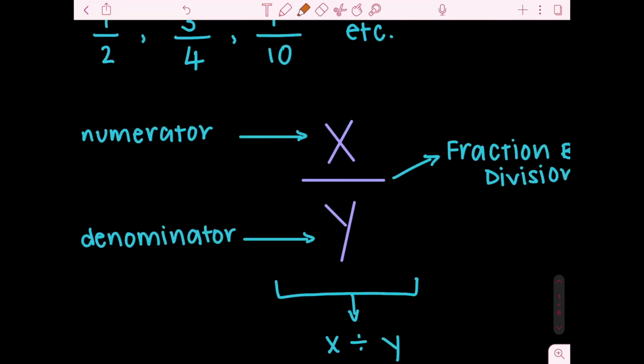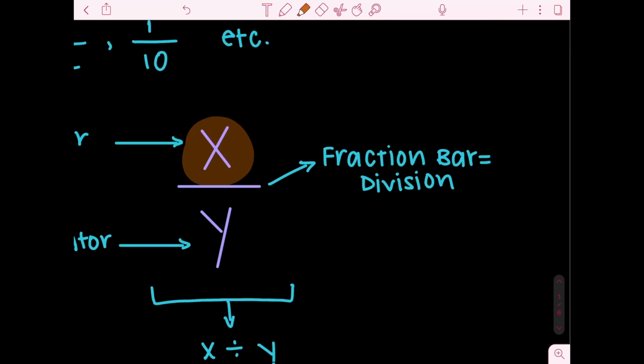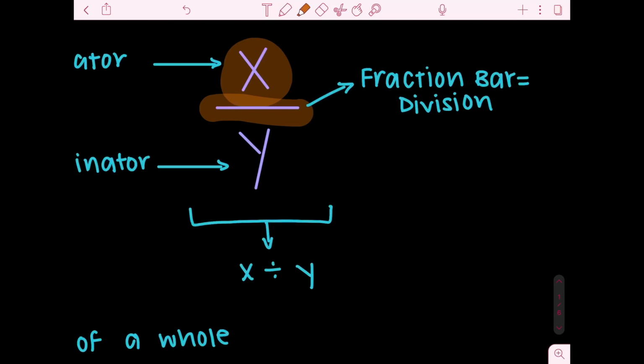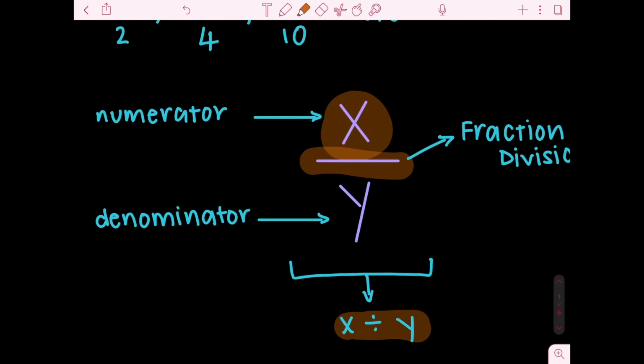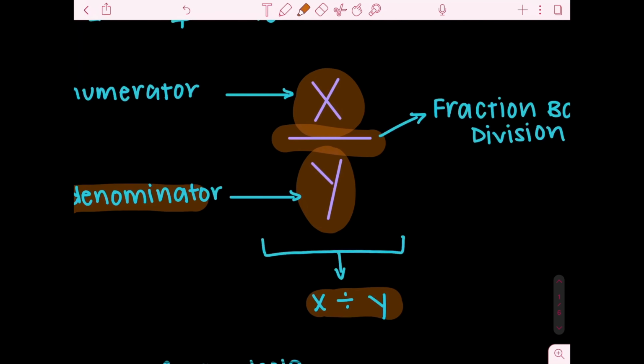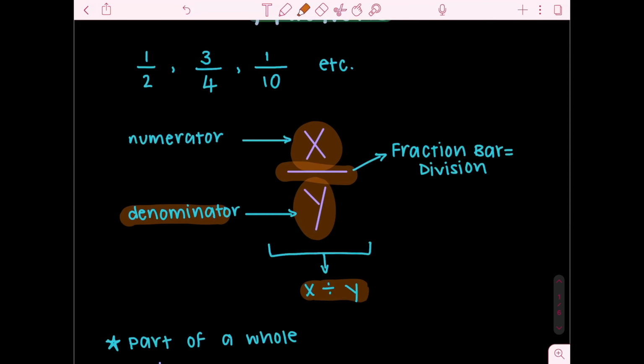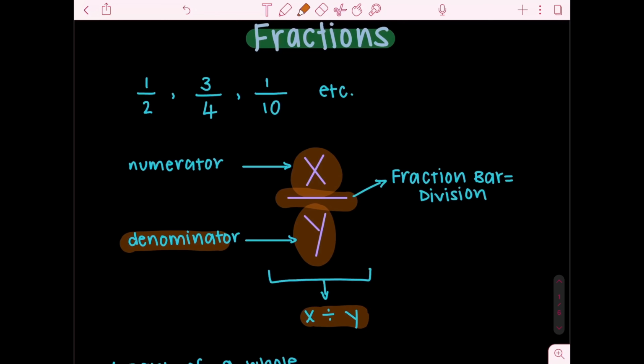So in a fraction, our top value over here, our x, is going to be called the numerator. Just remember numerator as the one that's on top of the bar, and this is our fraction bar. So a fraction bar means division. So essentially, you're going to have x divided by y. And our y, the value on the bottom of the fraction bar, is our denominator. So just note that the fraction bar equals division. So anytime you have a fraction, you're basically just dividing.